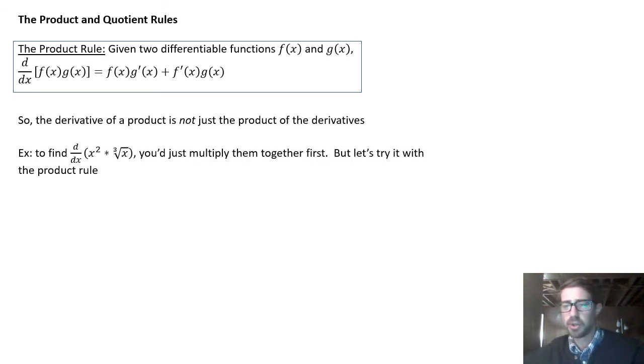So let's just do an example. Let's just see it in action and everybody agree that, oh, that seemed to work. So in real life, if I asked you to find the derivative of x squared times the cube root of x, you would not use the product rule. You could, but I wouldn't want you to. I would just say, okay, that's x squared times x to the 1/3, add the exponents together, and do it just using the power rule.